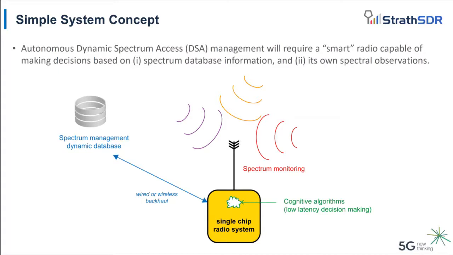So here's a simple idea. You have your spectrum management, your dynamic database, whatever that might be, and on your remote radio head or radio unit, let's also have some spectrum monitoring happening. We're looking to see what energy is coming in different frequency bands, and we're going to be sharing that somehow, whether live or via database or otherwise.